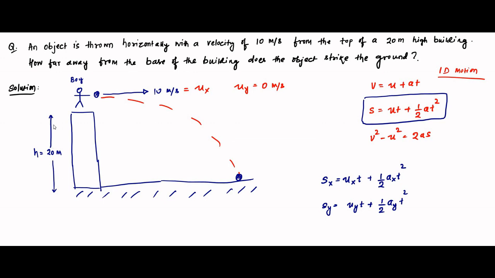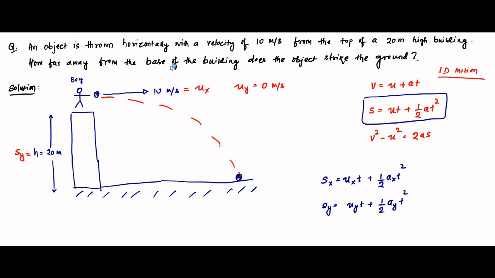Here the net vertical displacement of the stone is simply the height of the building, from the top of the building to the base of the building, a point which is on the same plane as the base of the building. So the net vertical displacement is simply the height of the building. So this is equal to Sy. Okay, Sy is equal to the height of the building, which is 20 meter. Displacement along the vertical axis or y-axis.